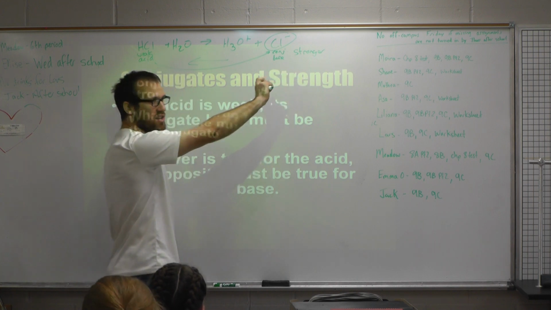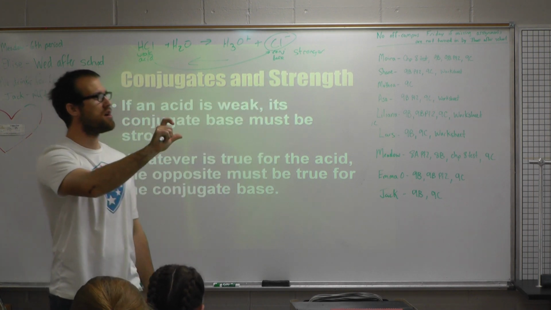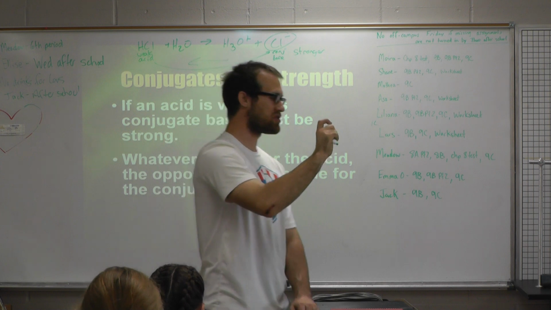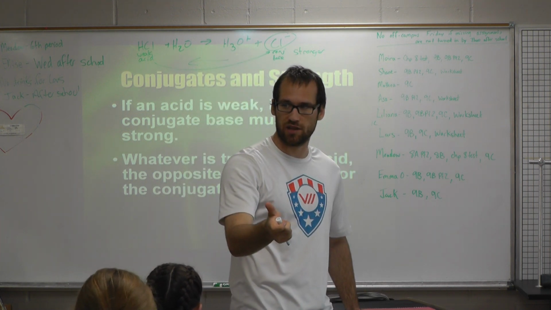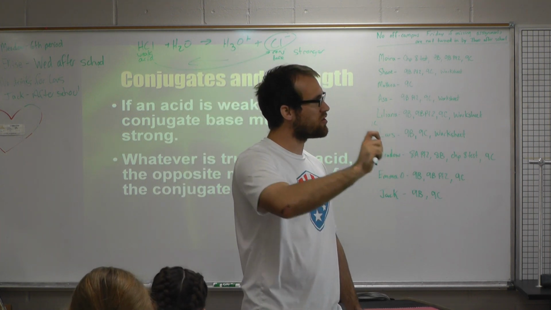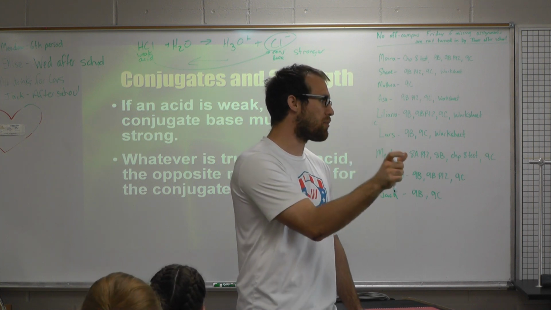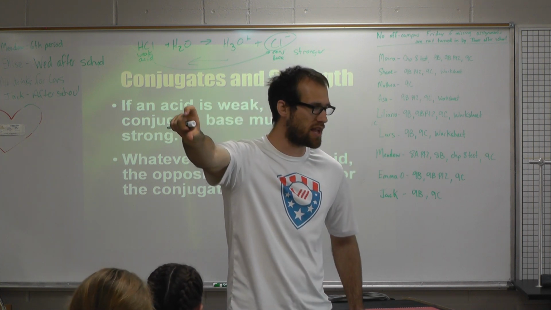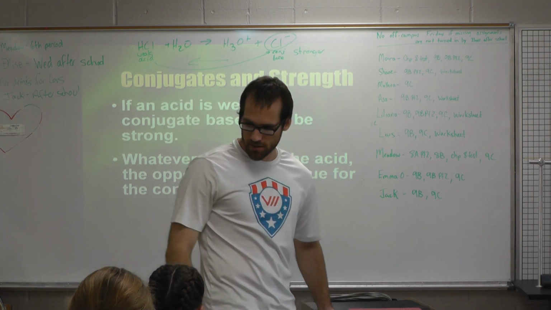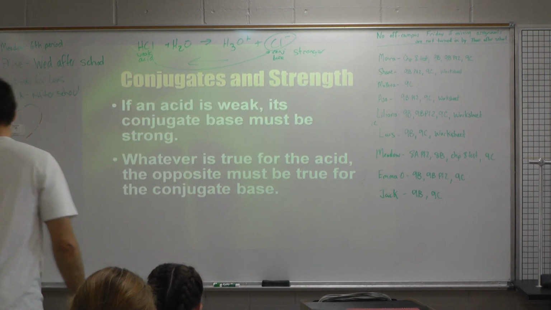Right? So conjugate acid-base pairs are opposite. A strong acid will give you a weak conjugate base. A weak acid will give you a stronger conjugate base. And you could say the same thing for a strong base: it would give you a what conjugate acid? Weak conjugate acid. Okay.